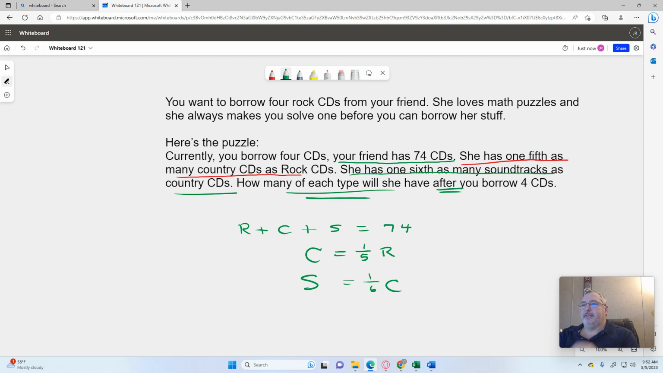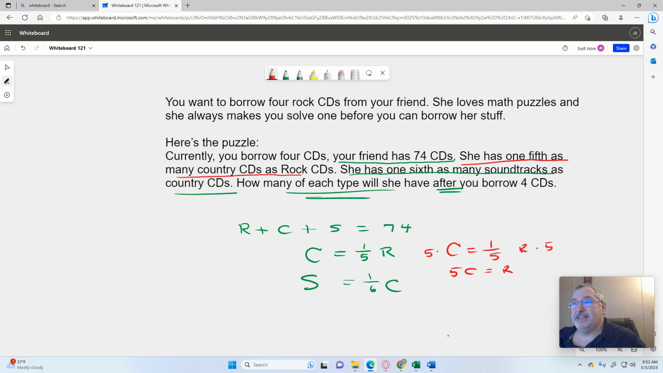Now this looks like I've got 3 equations with 3 unknowns. What in the world do I do? But if you notice, each one of these has C's in them. So that's how we're going to solve this. We're going to use the fact that we have C's in every single one to substitute and then solve. So right here on this one, we have country equals 1/5 R. Well, we can solve for R by multiplying by 5, and that's going to give us 5C equals R.